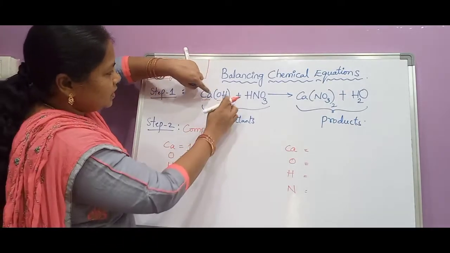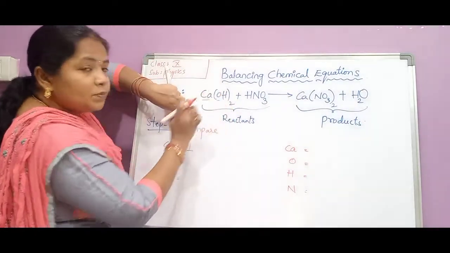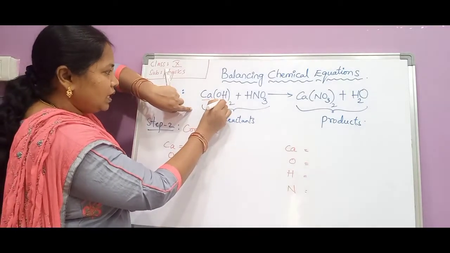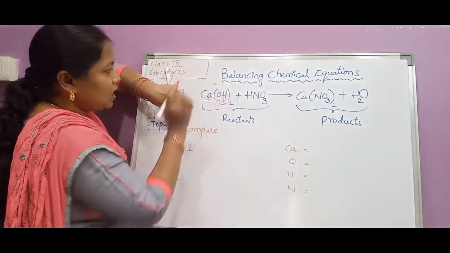And coming to oxygen, OH taken twice is there, so oxygen atoms 2. This 2 implies for both the elements present inside the bracket. 2 implies for both oxygen and hydrogen. So 2 oxygens and 2 hydrogens. Like that we have to count. In this formula there are 2 oxygens.